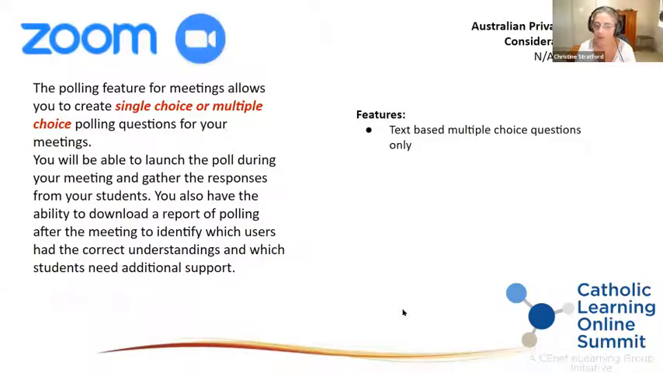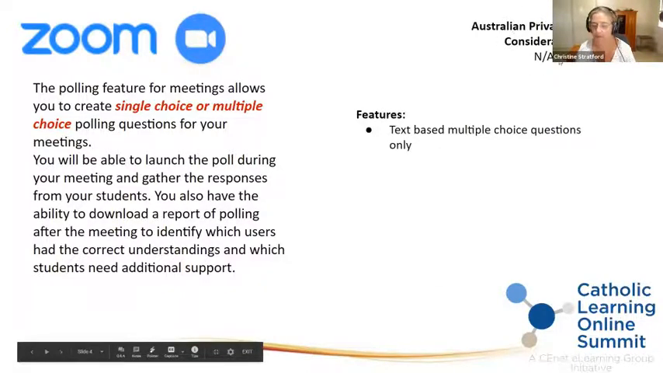Once you launch the poll within Zoom, the students are asked to respond and they can submit their responses. As a presenter, you would be able to see the responses that people are putting in, and you will be able to share those results with the group at the end of when you finish the poll. You won't see individual students' names until after you've finished the Zoom, and then you can go and find out the individual students' responses.